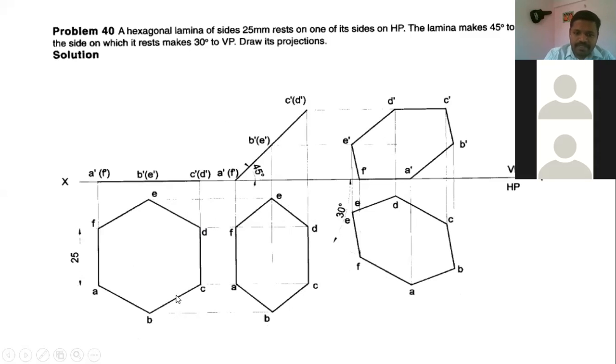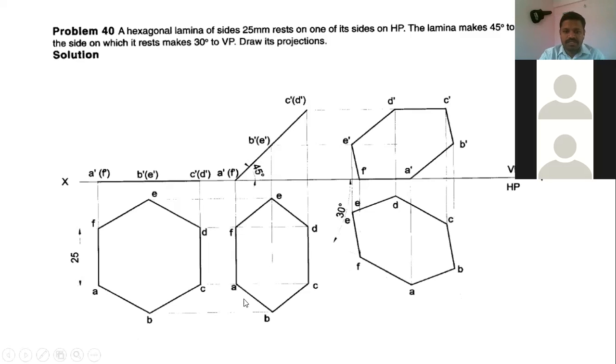In the top view, A, B, C, D, A, B, C, D, here also A, B, C, D. But in the front view, it will be dashed. The edge which can be seen by the observer will be inside the bracket. The edges which cannot be seen by the observer, or the corners which are nearer to the XY line, will be kept inside the bracket.